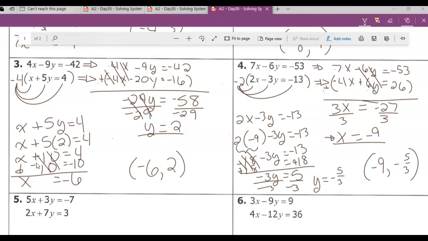The negative sign goes in front of the fraction. It doesn't mean that the 5 is negative or the 3 is negative. It means that the whole fraction is negative. So make sure you write it like that.